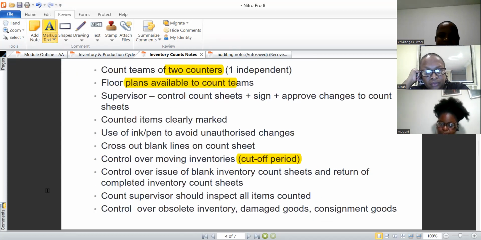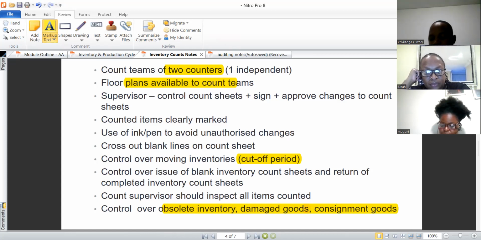Right. And obviously during the process, the supervisor inspects all the items that have been counted. So he comes now and then just to observe them as they are performing the count. And there has to be control over obsolete inventory. There needs to be control over damaged inventory, as well as control over consignment goods. What do we mean when we say consignment goods?